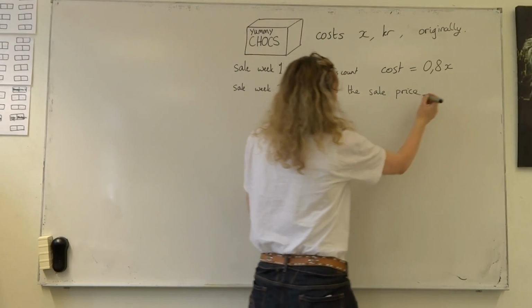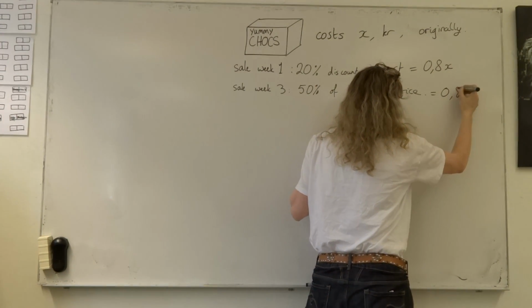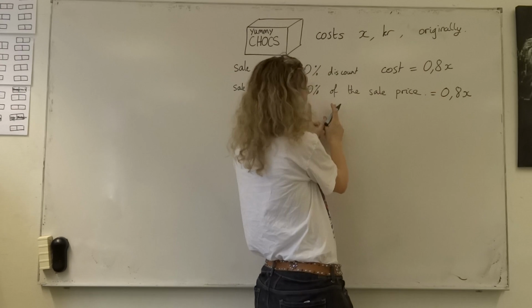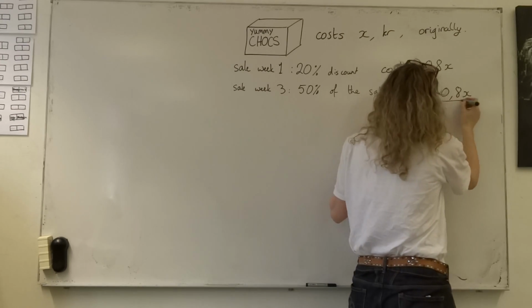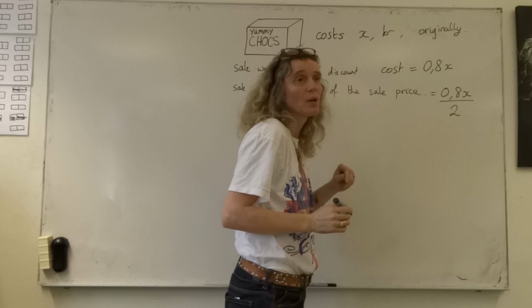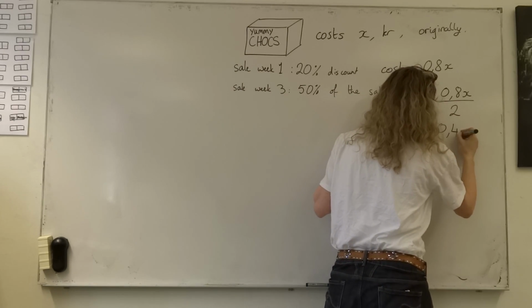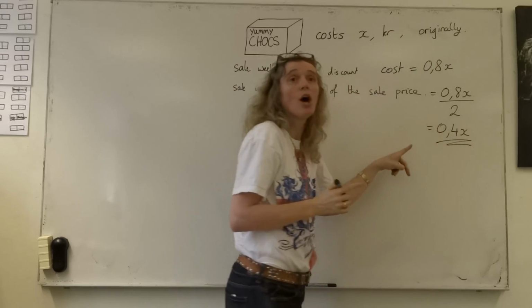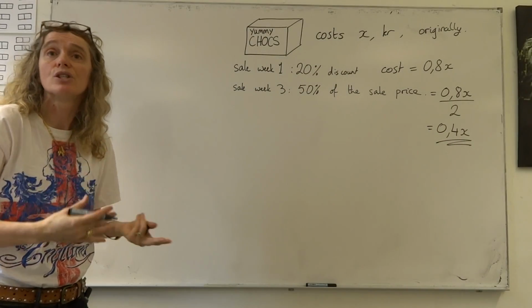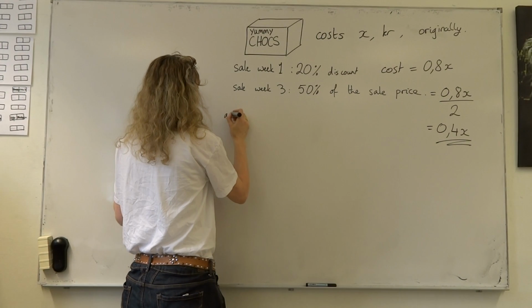So that means we'd have our 0.8X, which is the sale price, and we'd only have to pay half of it. So we divide that by 2. So the amount that we would pay after week 3 would be 0.4X, which we know is 40% of the original price.